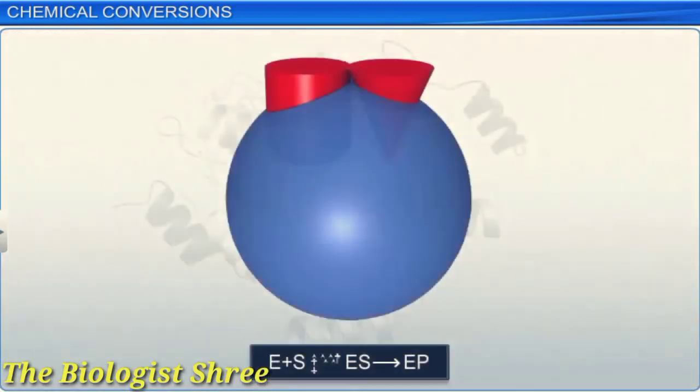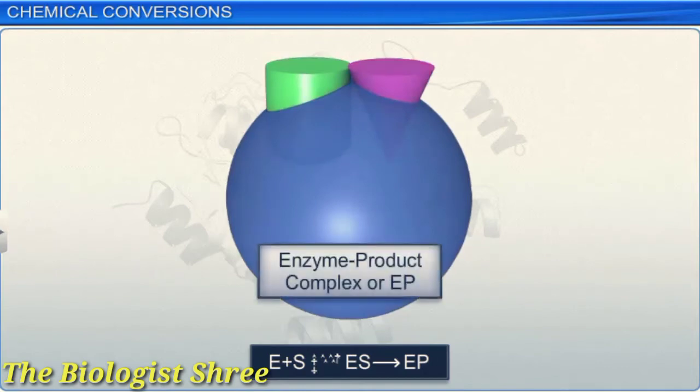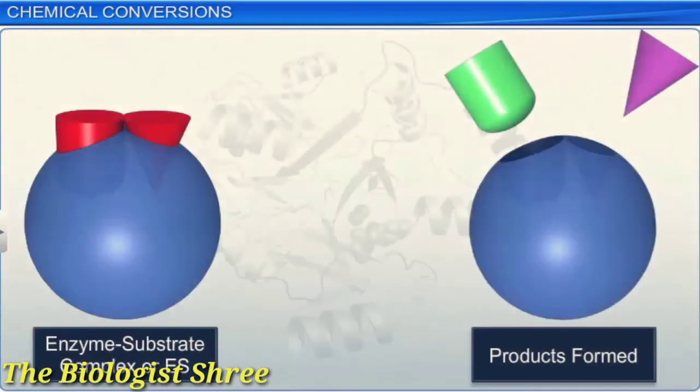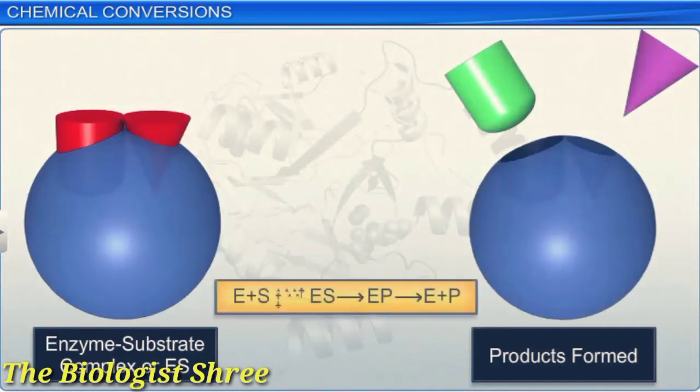In the third step, the active site of the enzyme breaks or forms chemical bonds, and a new enzyme product complex or EP complex is formed. This EP complex is also unstable. Finally, in the fourth step, the structure of the substrate is transformed into the structure of the products.